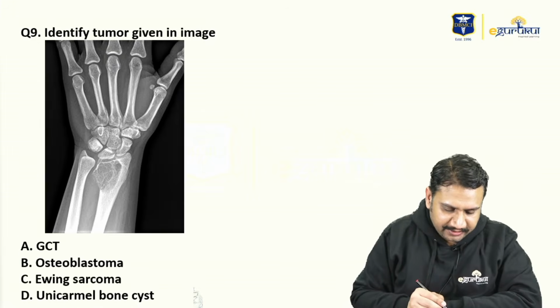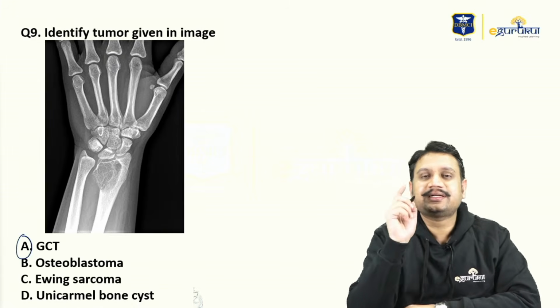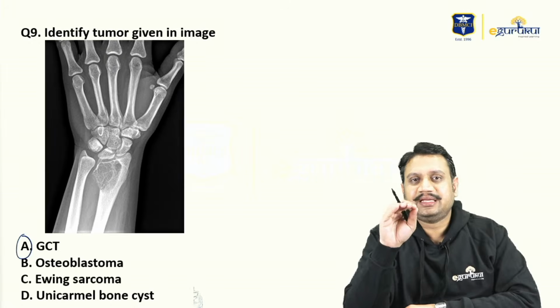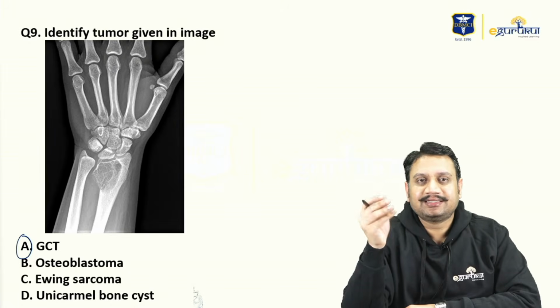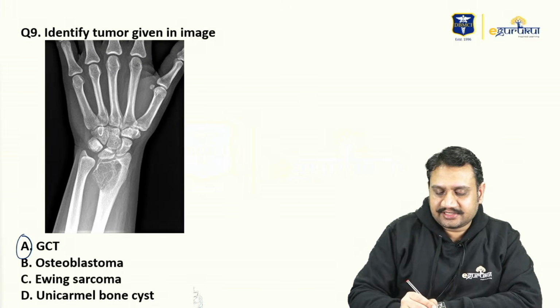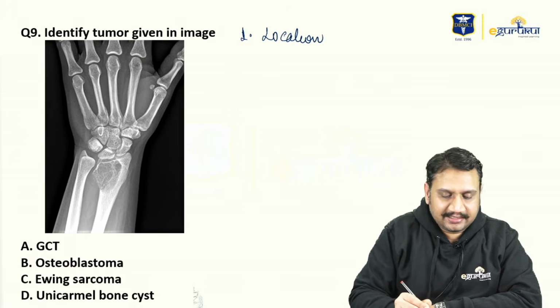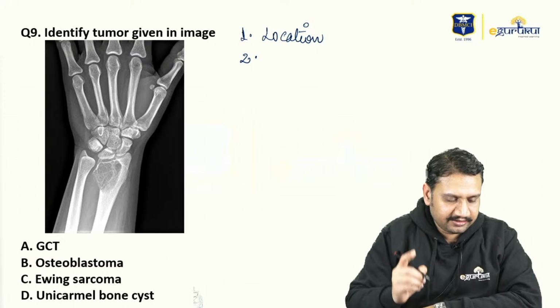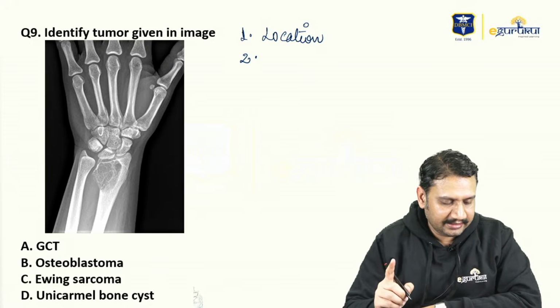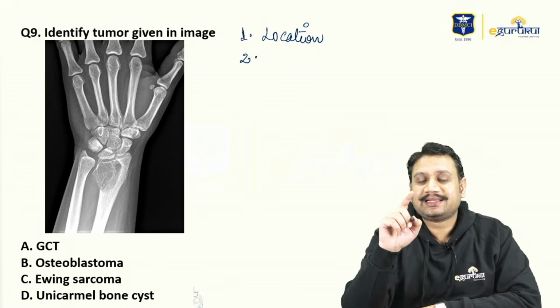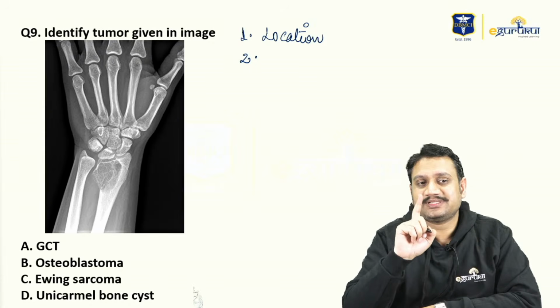A, giant cell tumor. It was GCT. So all the time, if you have been with me when I am discussing tumors, then I have always told you that the first thing to be seen in any tumor will be the location. If you want to decide what this tumor probably can be, the first thing to be seen is the location.